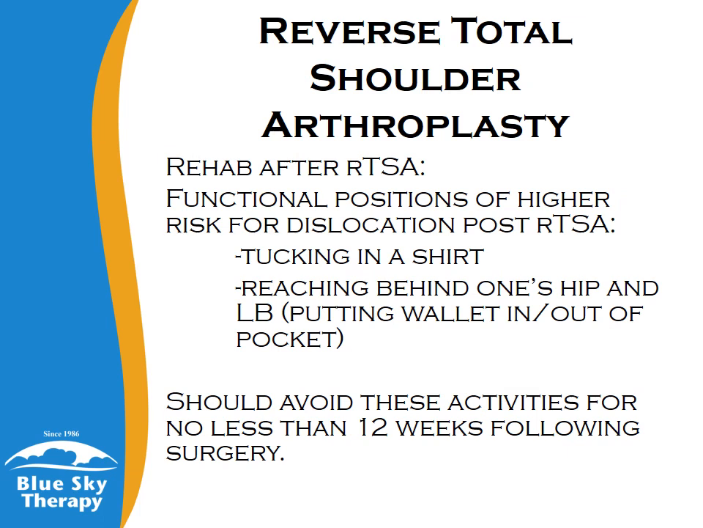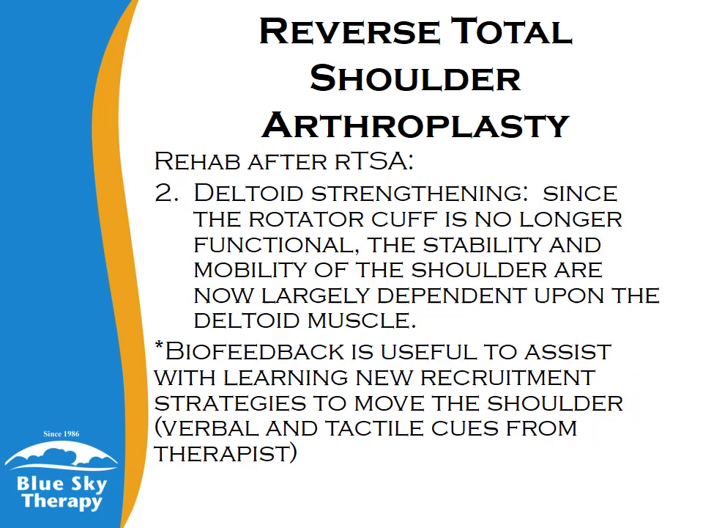Functional positions of higher risk for dislocation post-reverse are tucking in a shirt and reaching behind one's hip and low back as if putting a wallet in or out of the pocket. Patients should avoid these activities for no less than 12 weeks following surgery. Deltoid strengthening. Since the rotator cuff is no longer functional, the stability and mobility of the shoulder are now largely dependent upon the deltoid muscle. Biofeedback, which can consist of verbal and tactile cues from the therapist, is useful to assist with learning new recruitment strategies to move the shoulder.